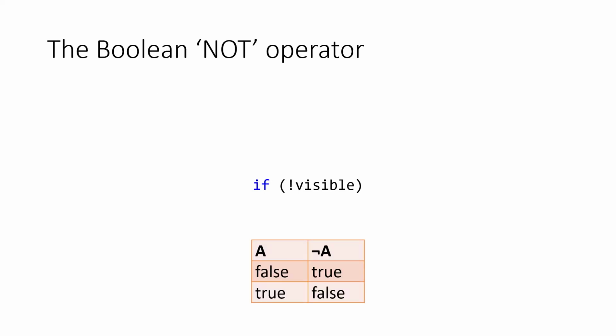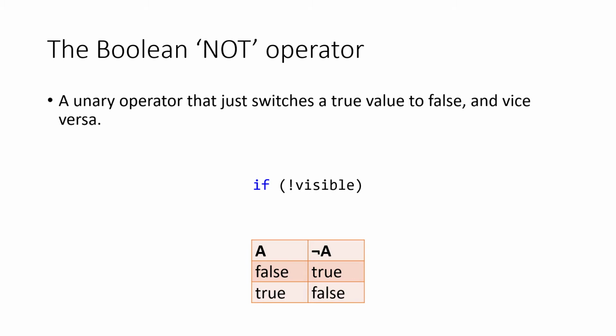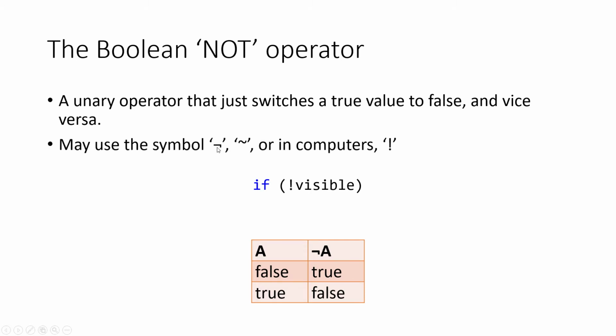You get operators in Boolean algebra, just like regular algebra. And there's one here which is a unary operator. It just changes a true into a false or a false into a true. Now, it may use that symbol, which I don't actually know the name of, or the tilde symbol, or in computers it's often the exclamation point.